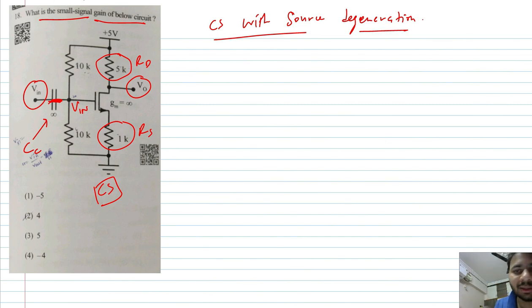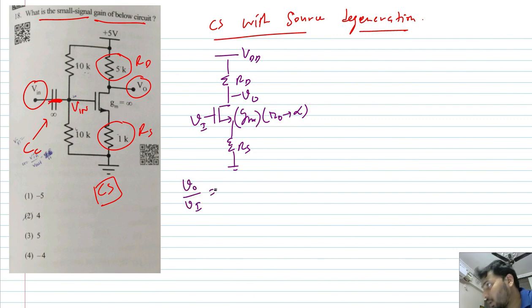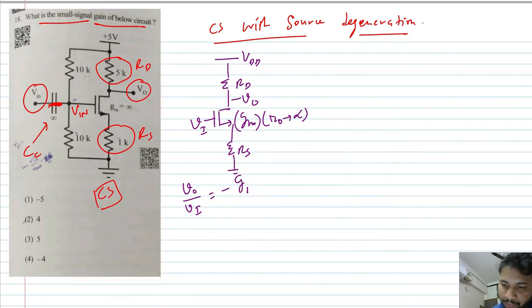Now this is a very standard circuit. So if there is VDD, Vi, V0, Rs, Rd, and assuming the transconductance to be Gm, and also assuming there is no channel length modulation, that is R0 tending to infinity, what is the small signal voltage gain of this particular common source amplifier with source degeneration? It is minus Gm Rd upon 1 plus Gm Rs.